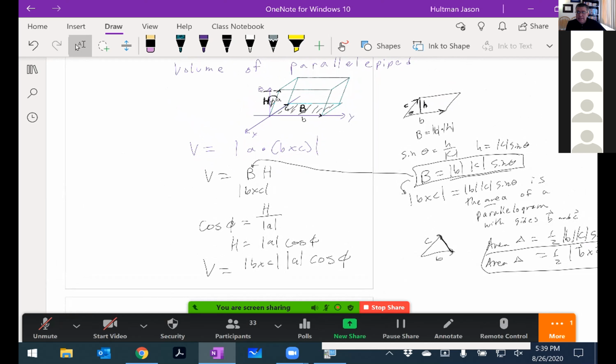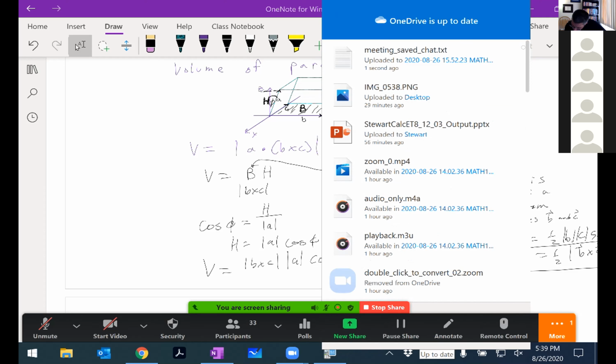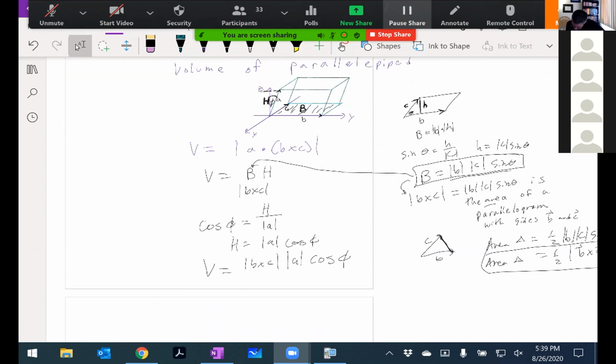B cross C. Isn't that in the direction of H? Isn't B cross C orthogonal? Isn't it going to be a right angle? What the heck, man? Go away. Stop. Go away. There we go. Okay. Does that make sense?